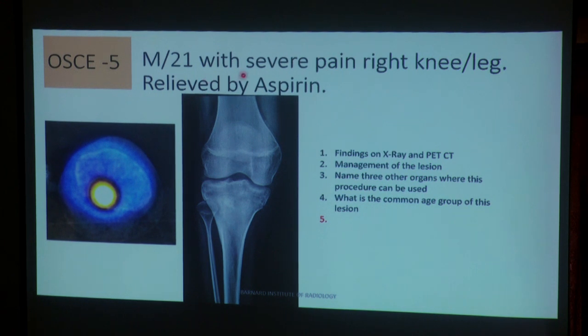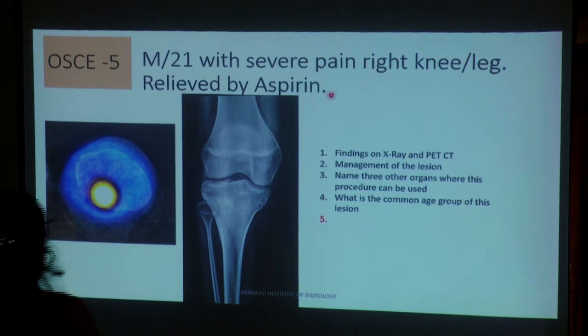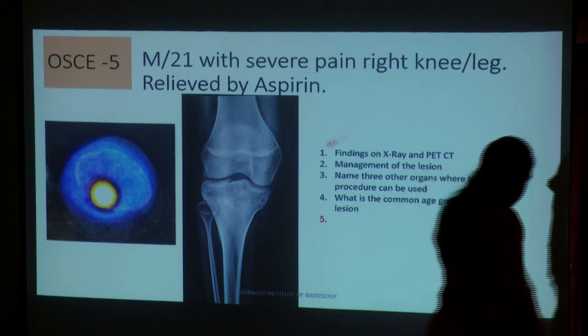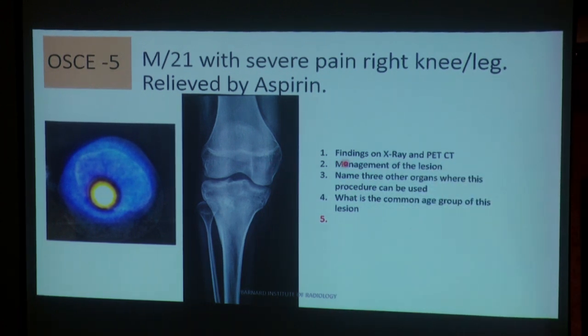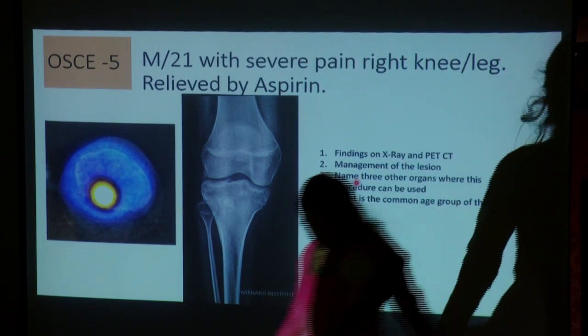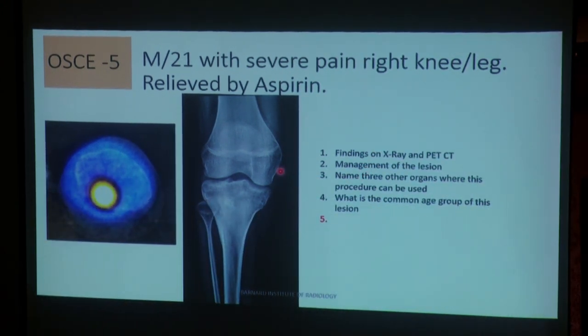Now this is a male, 21 years, with severe pain in the right knee or the leg, which is relieved by aspirin. The history is very indicative of the diagnosis. Relief by aspirin and night pain is very indicative. So what is the finding on X-ray and how do you manage the lesion? Name the 3 other organs where this procedure can be done. Whatever you decide to manage for this patient, what other organs can you use the same procedure in, and what is the common age group of this lesion?